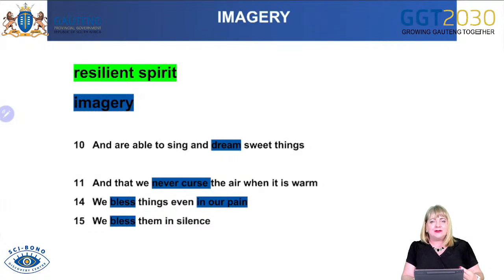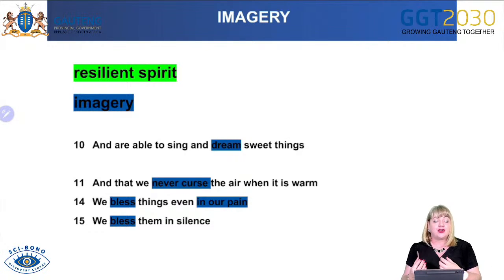They're not just going to give up and say, oh, well, everything's terrible. We're so poor. We're so hungry. We've got no hope. And they just give up. Never, never, never in this poem do the people give up like that, because they've got that spirit that just cannot be broken. And even this idea of never cursing and of blessing in our pain.